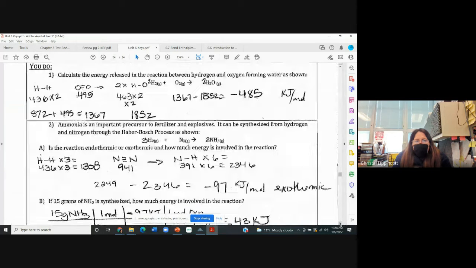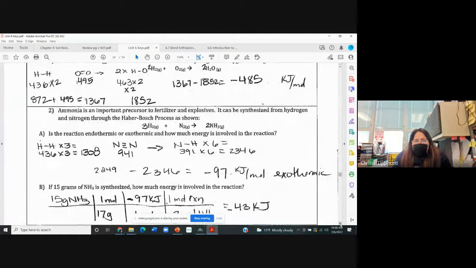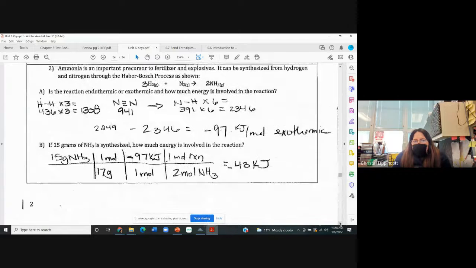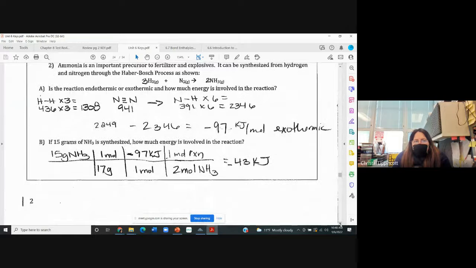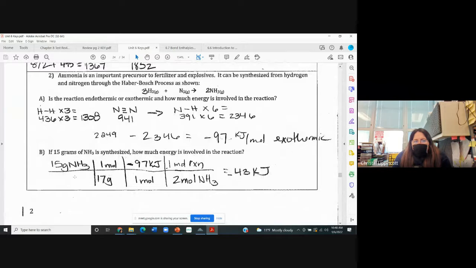All right, any questions on 1? How about 2? They gave me grams and I needed to get it into moles. The molar mass of NH3 is 17. Actually, this one's pretty good. Well, I know. I can add on.